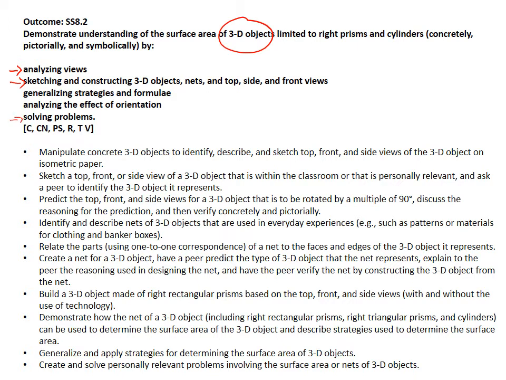So surface area, you might be talking about finding the cost of materials. If you were going to put siding on your house, that has to do with surface area. If you're finding the amount of material that it takes to make a tent, that's all surface area. Okay, so let's go to our next slide here.